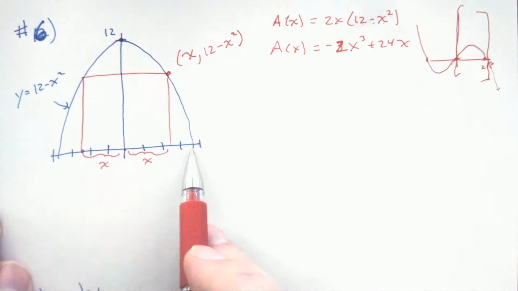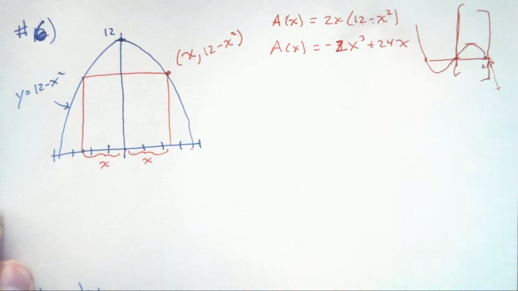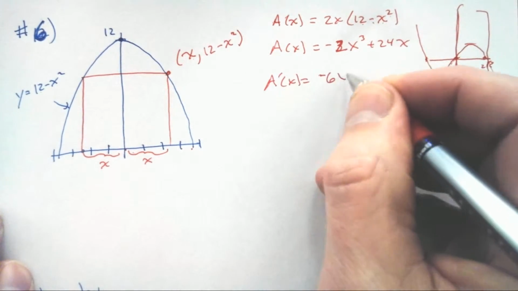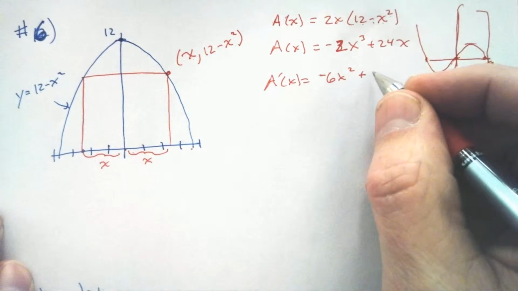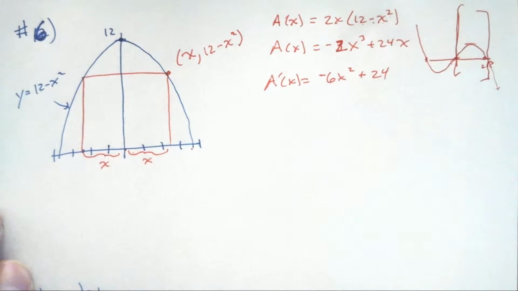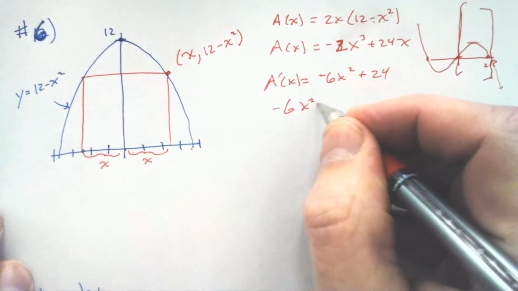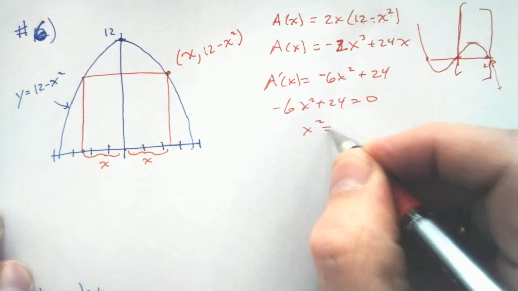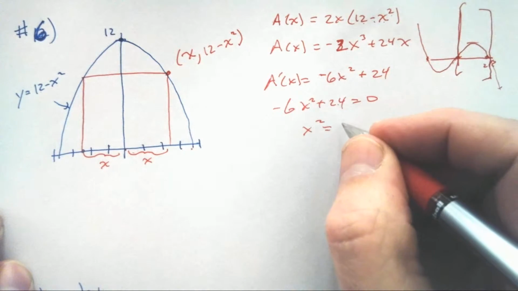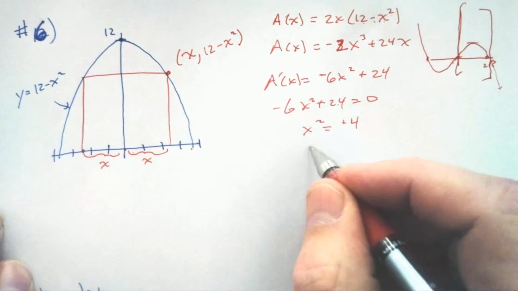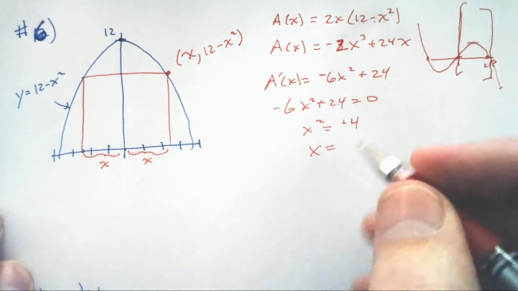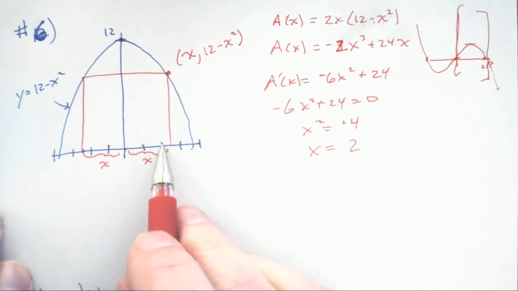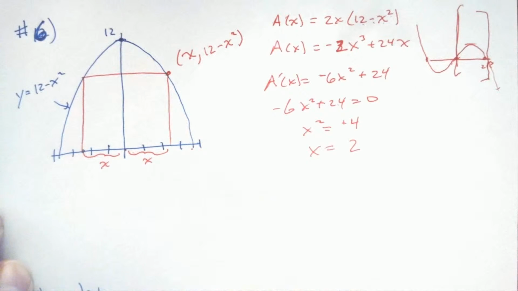Okay, so we're going to find this leveling off point, expect to find two of those. Let's find our derivative. A prime of x is negative 6x squared plus 24. We set that equal to 0. And we get x squared equals subtract 24 divide negative 6. And we get positive 4. And we get x wants to be plus or minus 2. So our x value for this problem is just 2. At 2, we've got our greatest area.